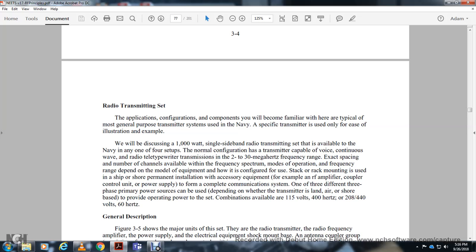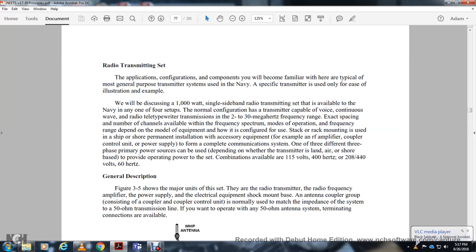For example, the radio frequency amplifier, coupler, control unit, and power supply form a complete communications system. One of 3 different 3-phase primary power sources can be used, depending on whether the transmitter is land, air, or shore based, to provide operating power. The combinations available are 115 volts, 400 hertz, and 280 to 440 volts, 60 hertz. General description.